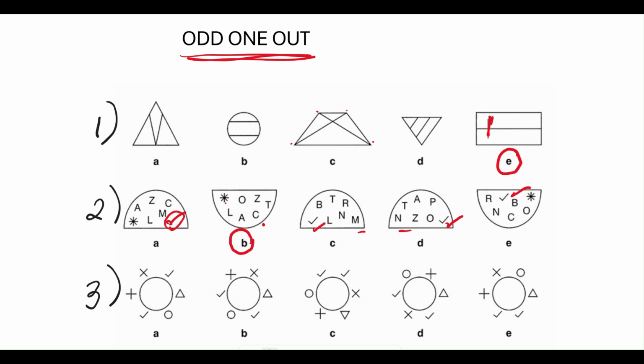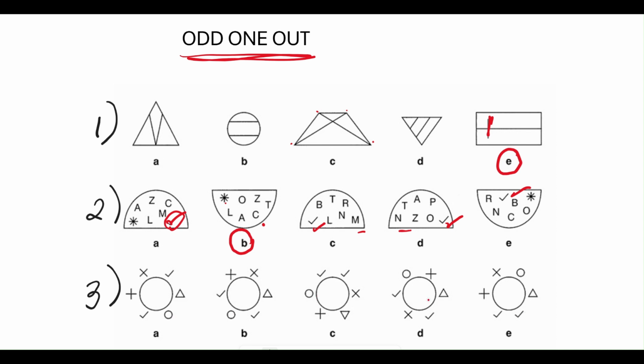Now let's do one more example for odd one out. Let's look at the shapes. All are circles, nothing in this. I have a plus sign, plus, and plus. Then I have a cross mark, cross. I have a tick, two ticks, and two ticks. Okay, I'm not getting anything.